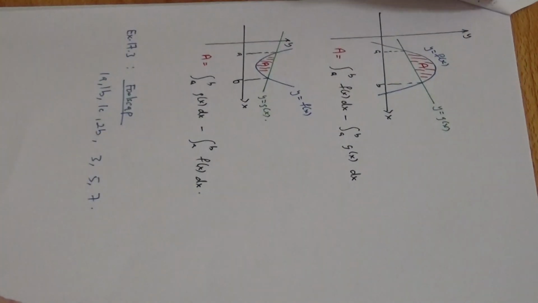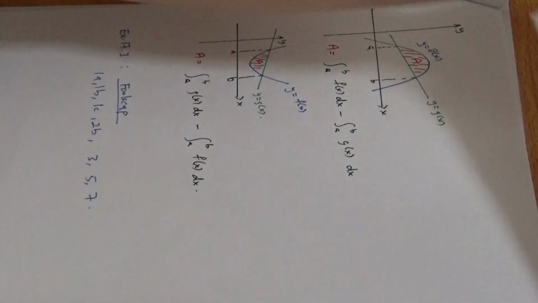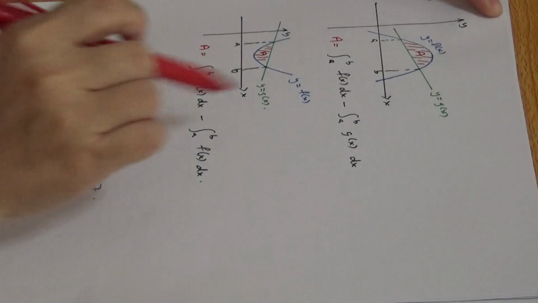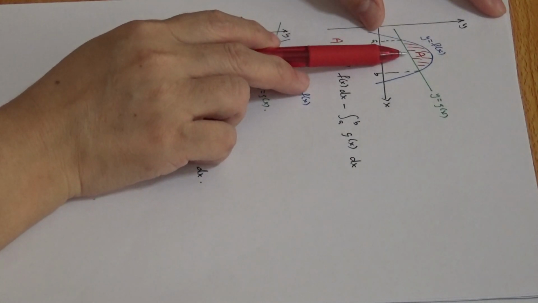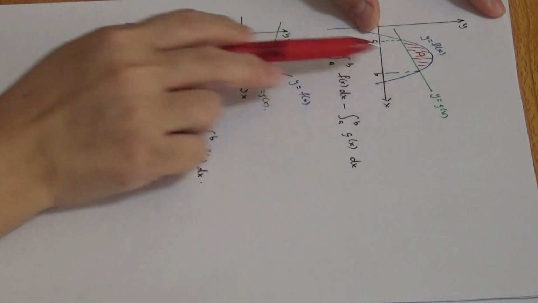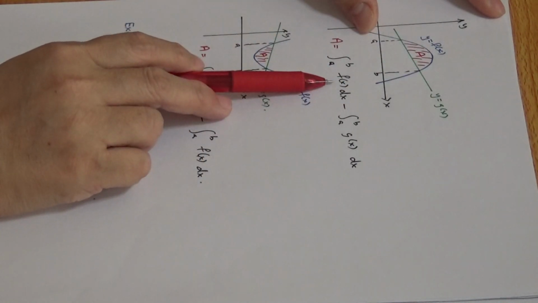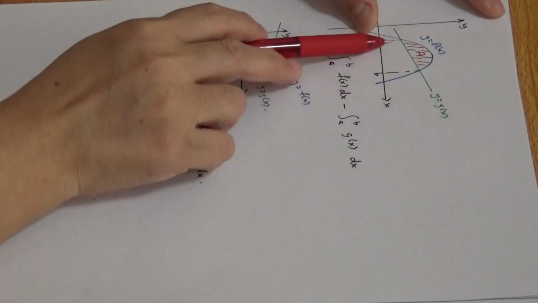Now, if you look at page 135, they will give you a summary. Okay, so let's take a look at page 135. They have these two here. If you want to find this red area, is curve minus line. So you integrate a to b, the curve equation or the curve expression, minus a to b, the line expression.